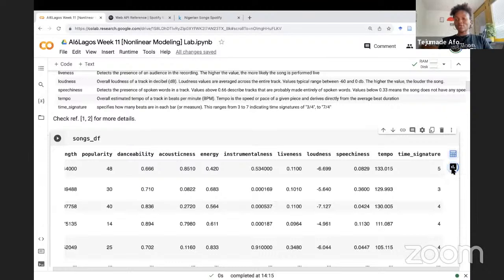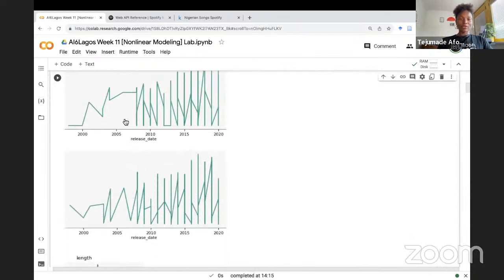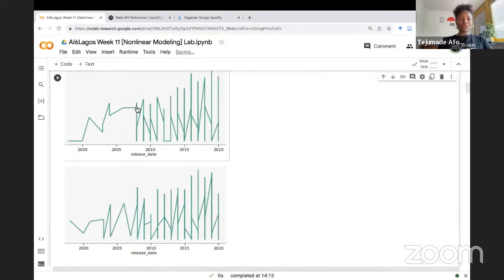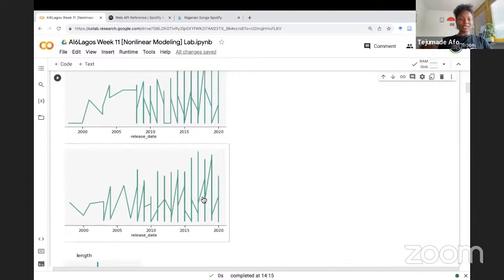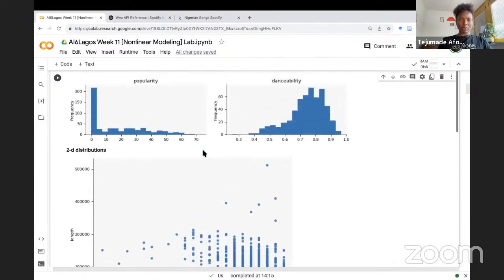If you click on this suggest charts button, it will create a bunch of figures, different configurations of the data set. For example, you can see the distribution of the release dates. You see that we have a few data between 2000 and 2005, and most of the data that we have is from, say, 2010 to 2020. You can keep going to the side. I think there should be more plots.